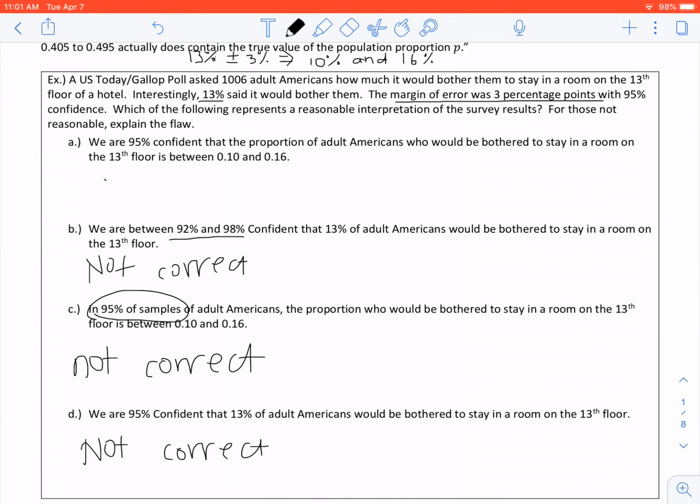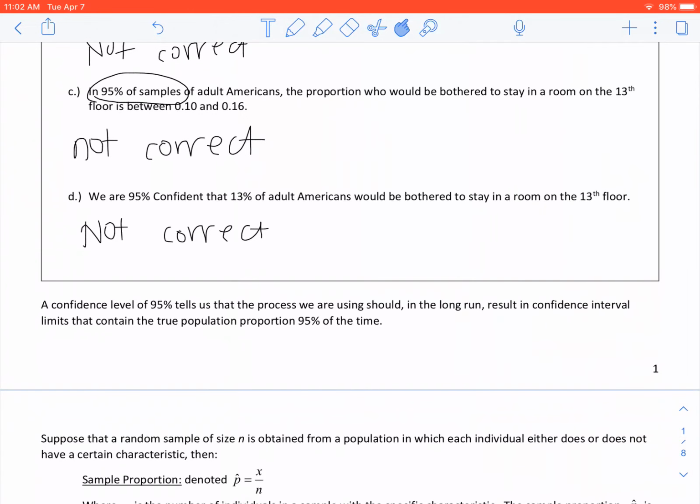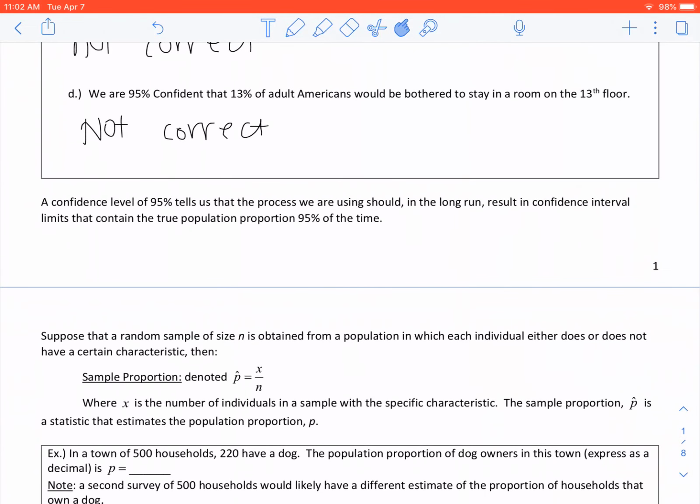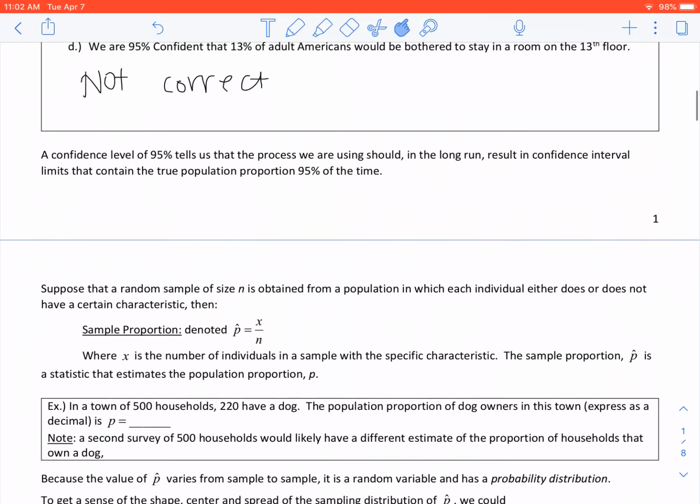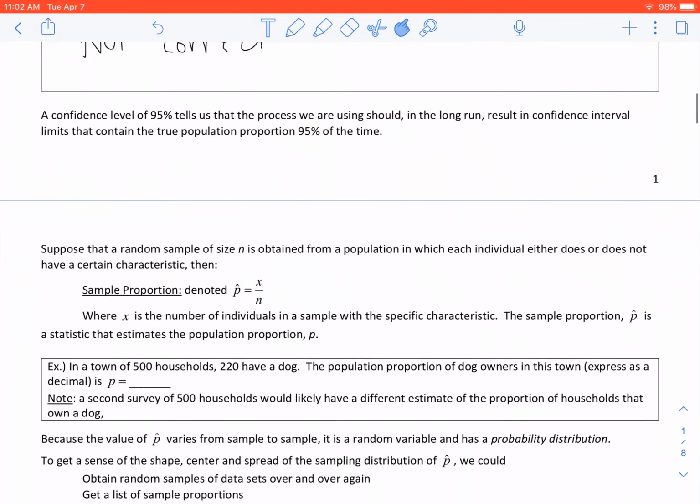So I want you guys to take a moment and look at A, which is correct. A says we are 95% confident that the proportion of adult Americans who would be bothered to stay in a room on the 13th floor is between 0.10 and 0.16. So a confidence level of 95% tells us that the process we're using should, in the long run, result in confidence interval limits that contain the true population proportion 95% of the time.